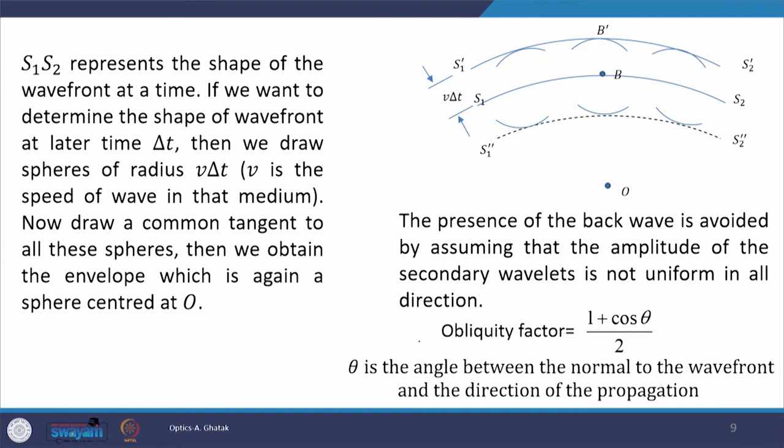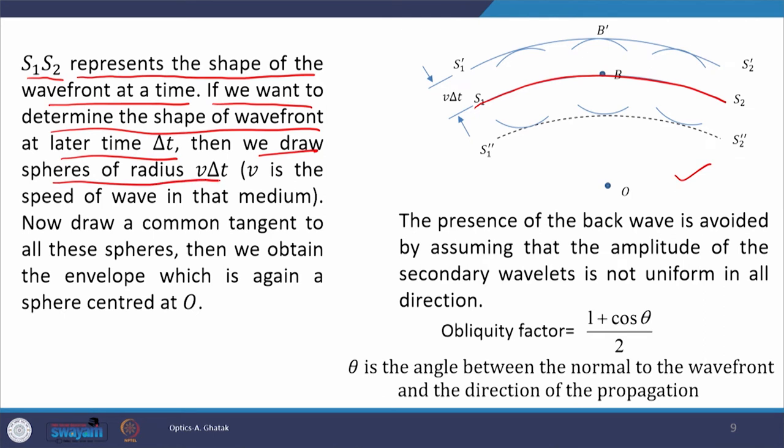Okay, and this is what is drawn here in this figure schematically. In this diagram, S1 S2 is a part of a spherical wavefront. This is what is written here: S1 S2 represents the shape of the wavefront at a time. If we want to determine the shape of the wavefront at a later time delta t, then we draw spheres of radius v into delta t, where v is the speed of the wave in that medium. If we want to know the position of the wavefront after a time delta t, we will have to draw a sphere of radius v into delta t from each point of the wavefront S1 S2.